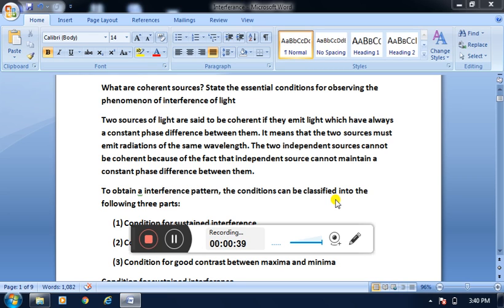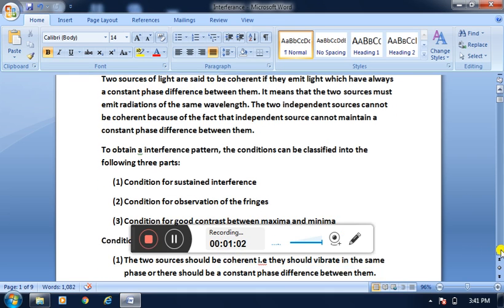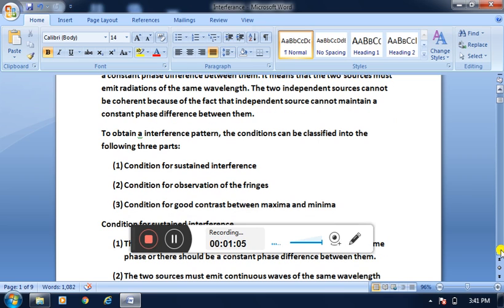Dear student, when we discussed interference, we already discussed that two sources of light are said to be coherent if their initial path difference is constant. These are the conditions of coherent sources. Next, how do we obtain the interference pattern?